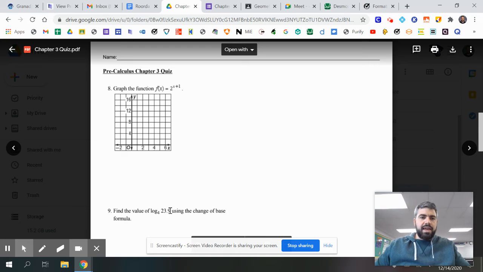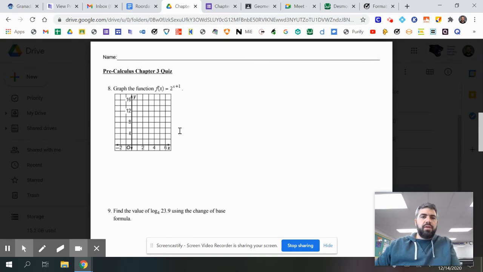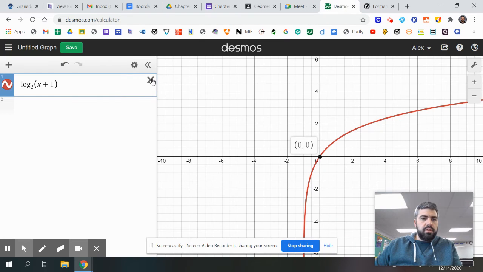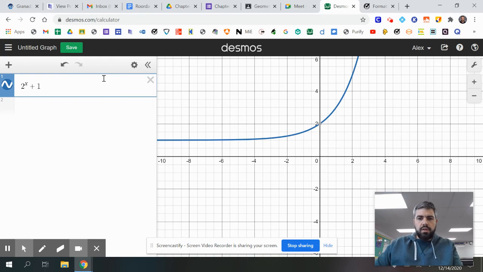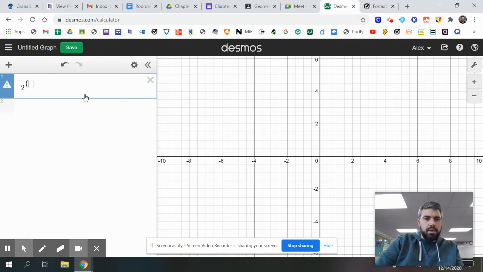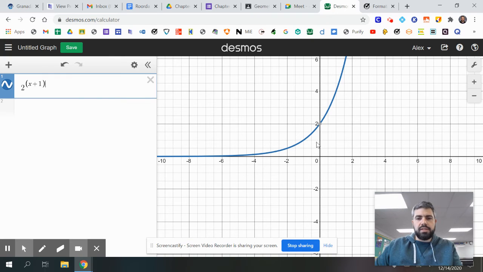Okay, number 8, again, graph the function 2 to the power of x plus 1. So we're going to do that. Okay, 2 to the power of x plus 1. And you'll notice, ooh, I did that wrong. In parentheses, x plus 1. That's important because it moves my whole graph up 1, right? That's what the plus 1 does, it moves the whole graph up 1. So here's our graph. You could, again, use that to your benefit on the quiz.